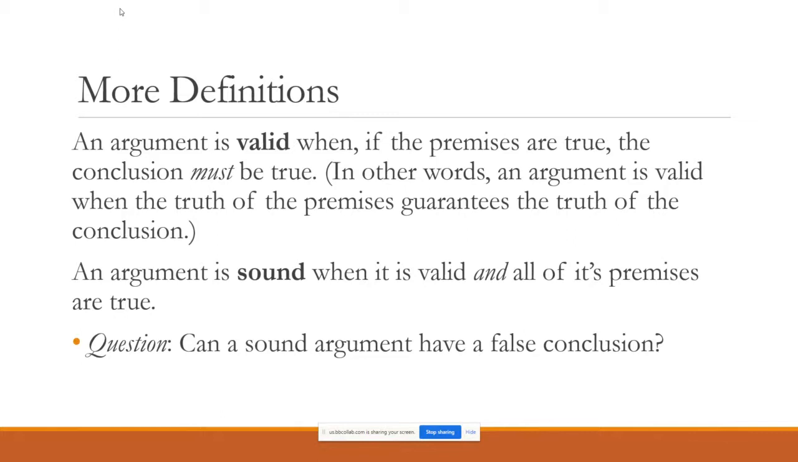So now consider this question. Can a sound argument have a false conclusion? Okay, pause and consider that. Okay, so if you've paused, you're back, hopefully. And the answer is no. Because put these two things together, right? A sound argument is one that's valid and has true premises. Well, what's a valid argument? It's one that if the premises are true, the conclusion has to be true. So if you know that if the premises are true, the conclusion has to be true, and you know that the premises are true, then you know the conclusion has to be true. So if it's sound, it has that property, it cannot have a false conclusion.